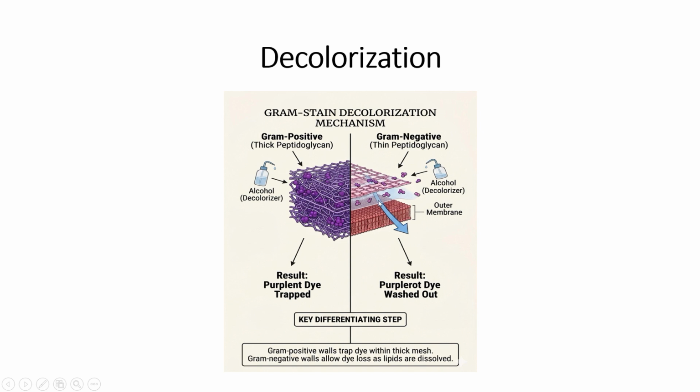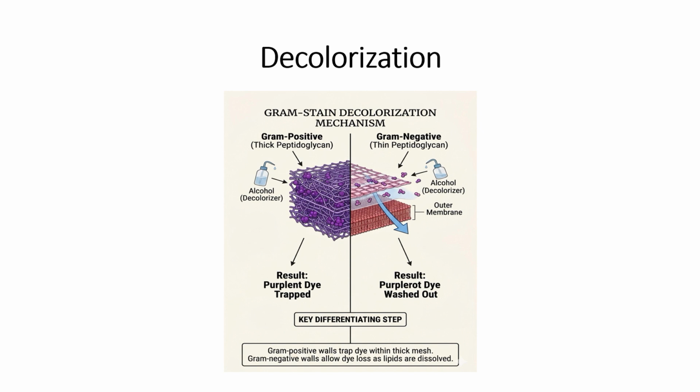Through these pores, the crystal violet iodine complex escapes from the cell, and as a result, gram-negative bacteria become completely colorless after the alcohol treatment. When safranin is added afterwards, these colorless cells absorb the pink dye and appear pink under the microscope.